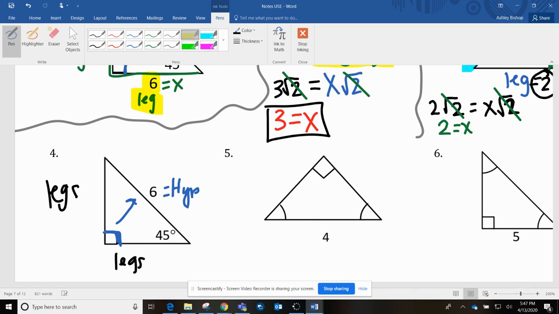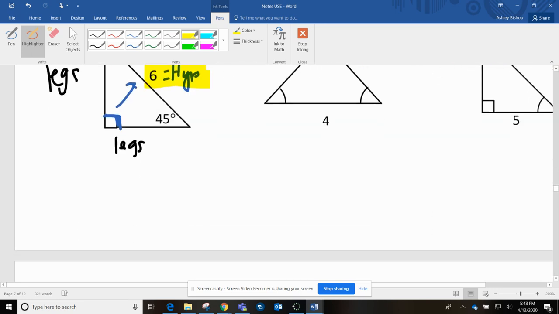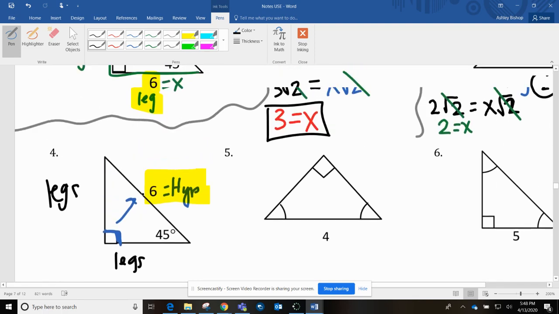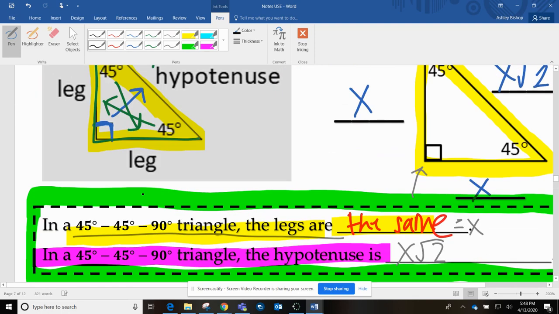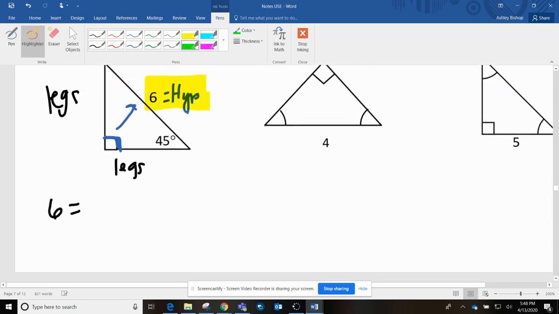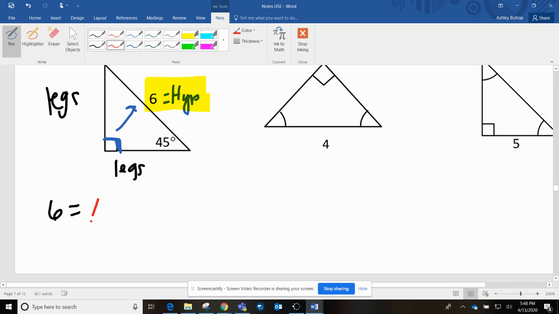Alrighty, and then find the side you were given information for. I was told that 6 is my hypotenuse. So then you're going to take what you were given and set that equal to the rule that it follows for the side that you were given. Remember, we were given the hypotenuse. So the rule for the hypotenuse is that it's equal to x times the square root of 2. And so, 6 is equal to x times the square root of 2.